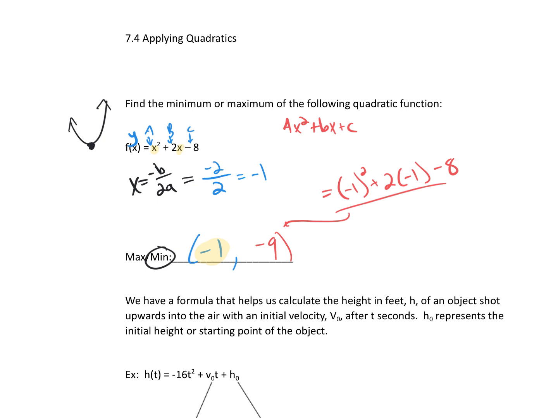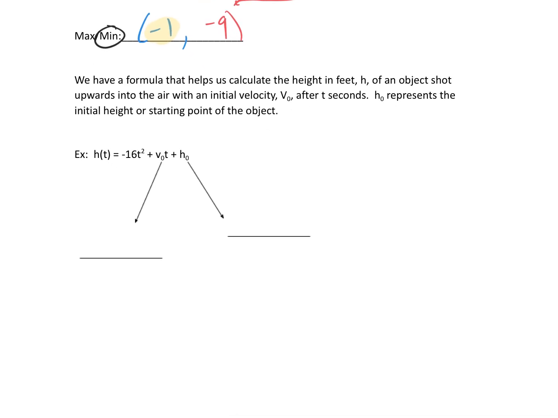Getting into the application problems. We know that we have a formula that helps us calculate the height in feet of an object shot upwards in the air with an initial velocity after t seconds, where h0 really just represents the starting height, or the starting point of the object. So here is our projectile motion equation.